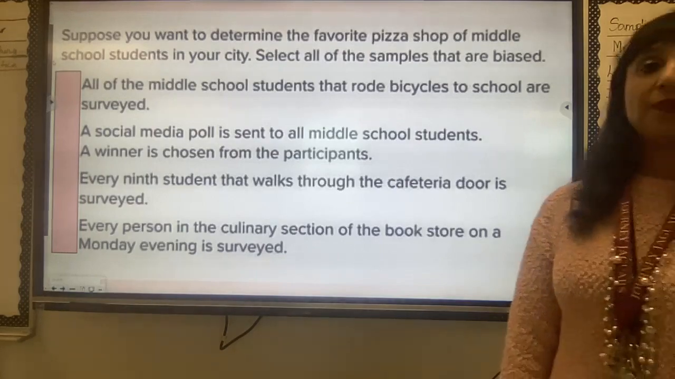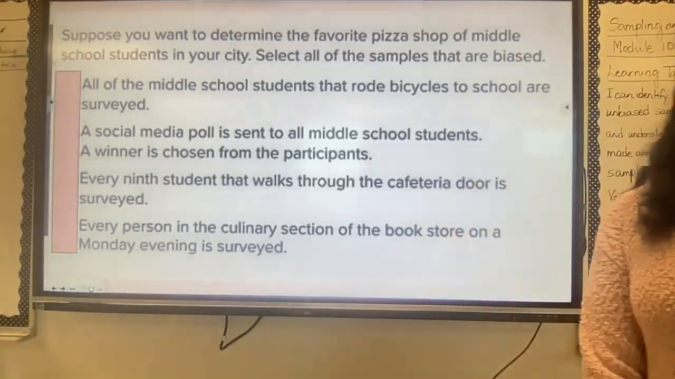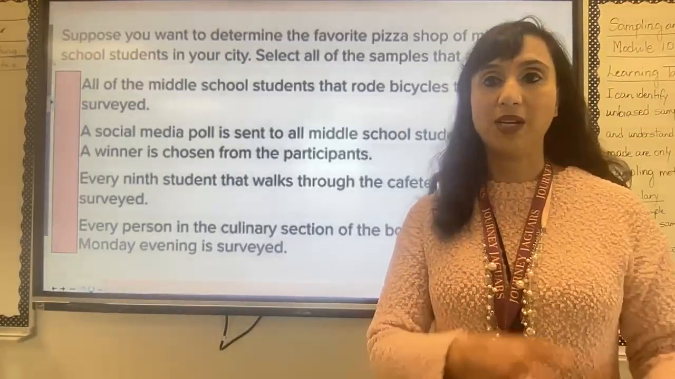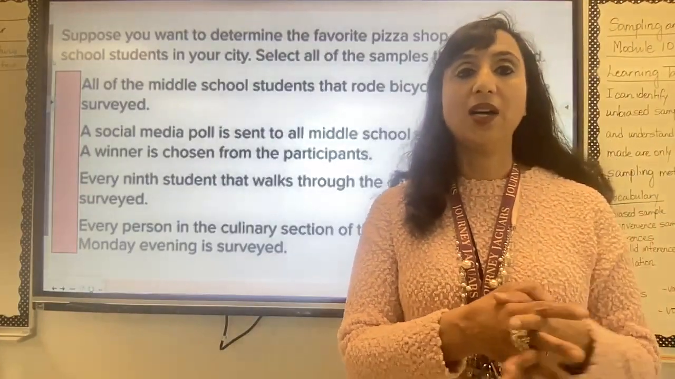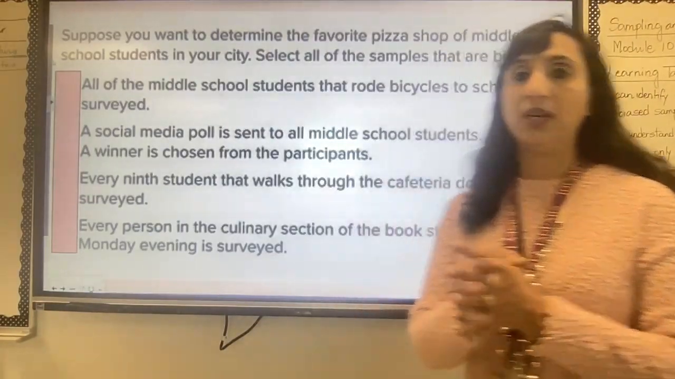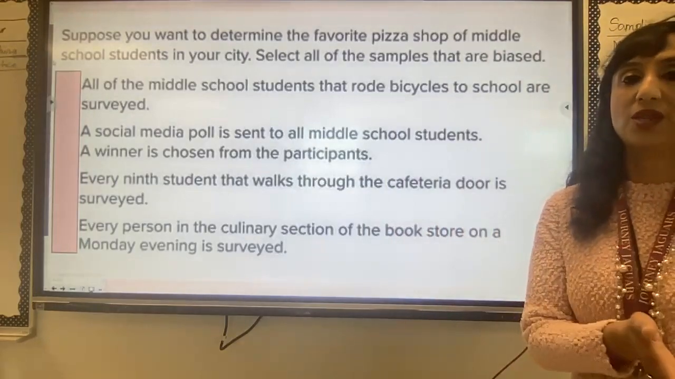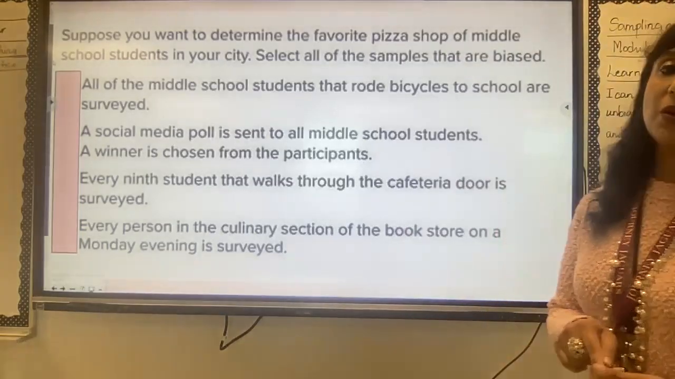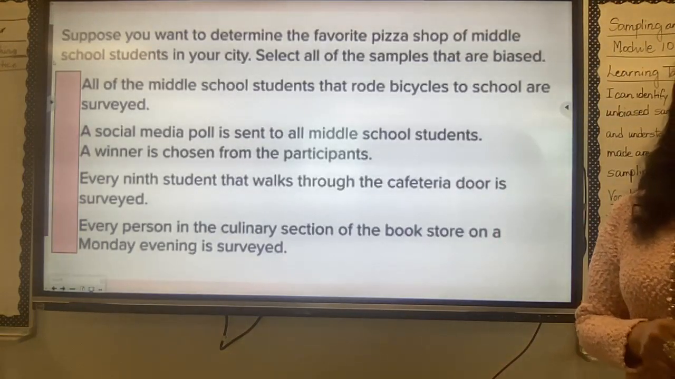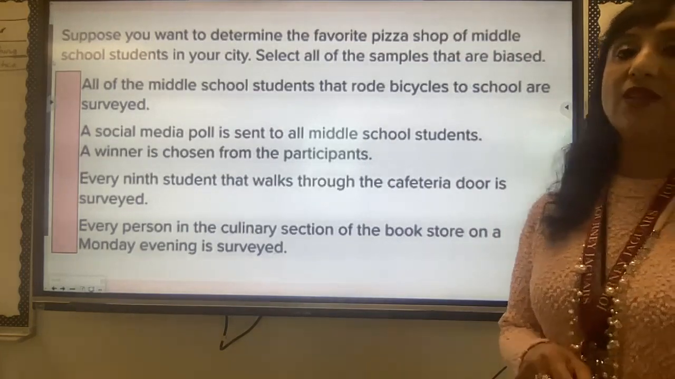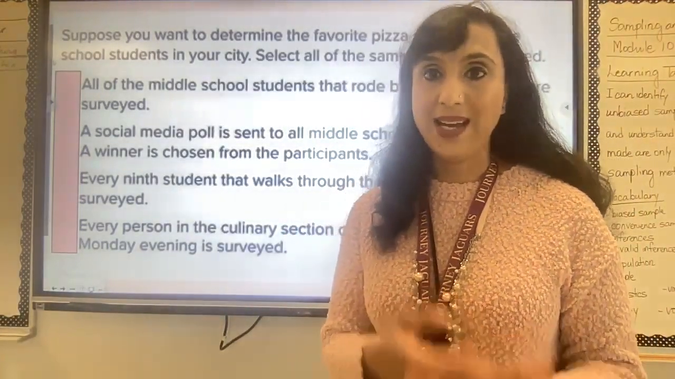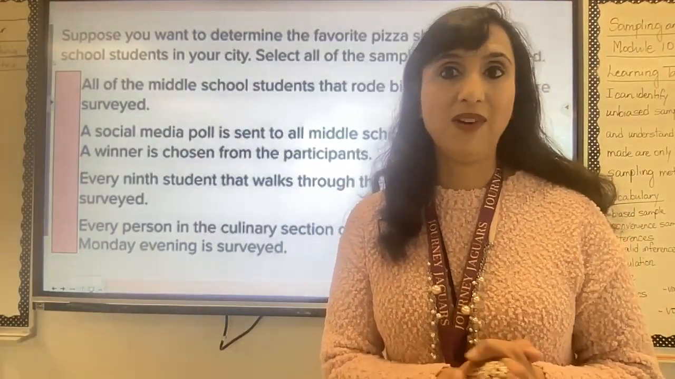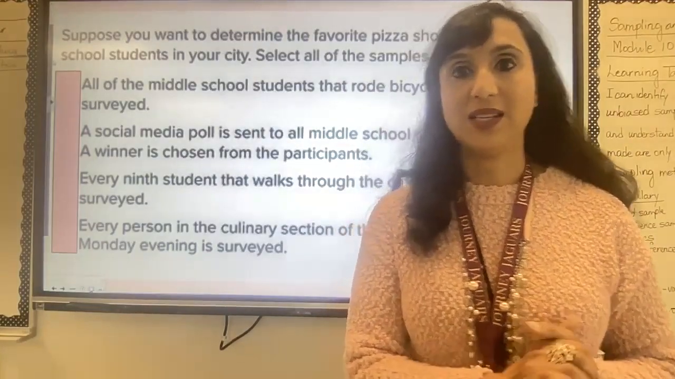Then look at the next one. Every ninth student that walks through the cafeteria door is surveyed. That is unbiased, because it's not representative of a certain population. There is a random chance of who the ninth student is, and whoever it is, it is representative of the population. So this is an unbiased sample. Every person in the culinary section of the bookstore on a Monday evening is surveyed. Now obviously if they are in that section, they like that section. That is why they are in that part of the bookstore, right? So that would definitely be a very biased survey in this case.